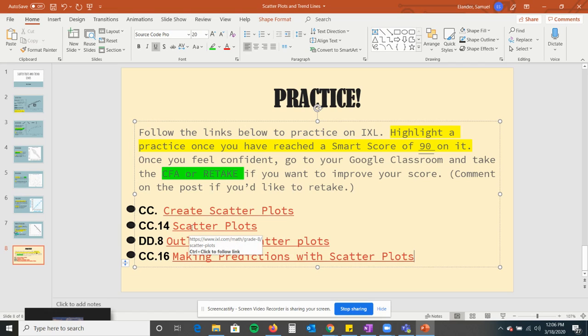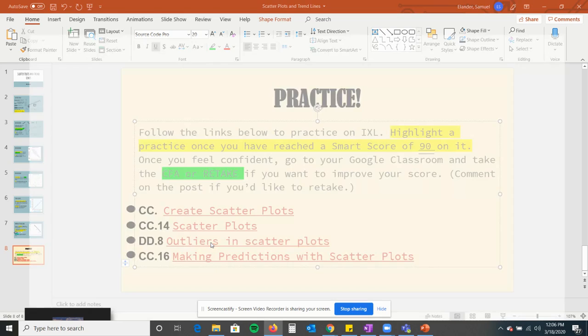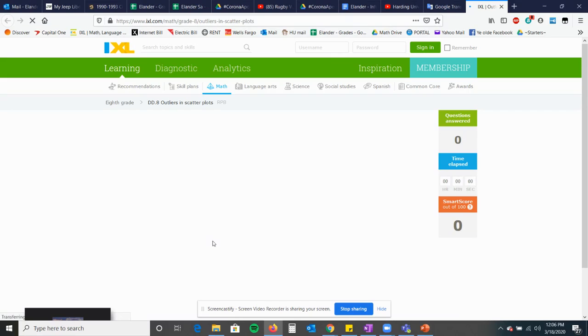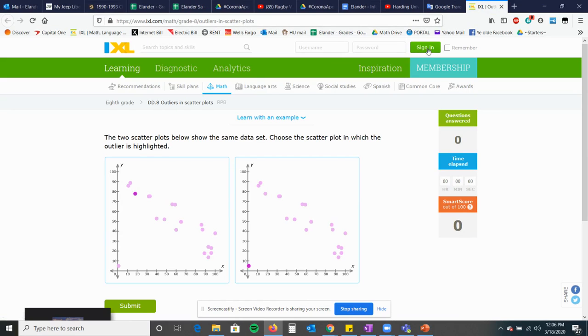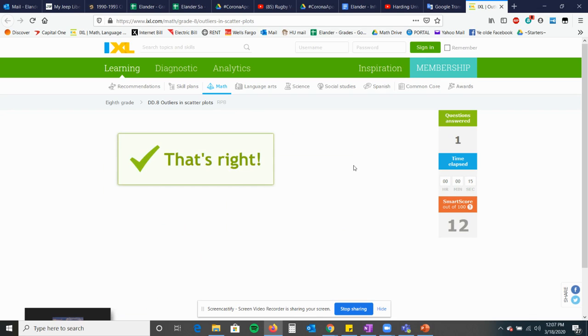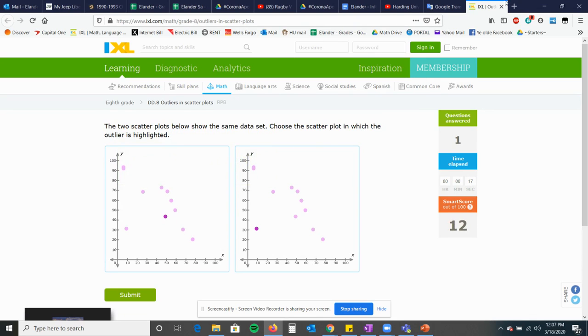And if you're looking at how to get these, you press Control and click on one of them. So if I'm working on DD8, it'll take me right there. Make sure to sign in so I can see your score and give you points. This one says, look for which one has the outlier highlighted. Well, this one's in the middle of the data. Oh, this one's way out there. That's the outlier, right? So make sure you sign in when you do those, and they should go pretty quick. I'm already at 12.